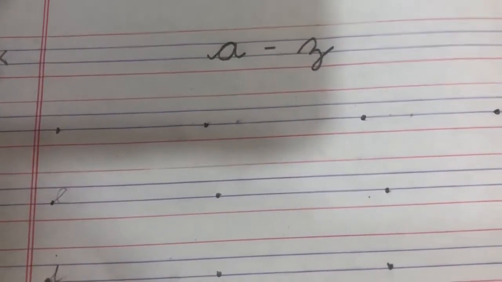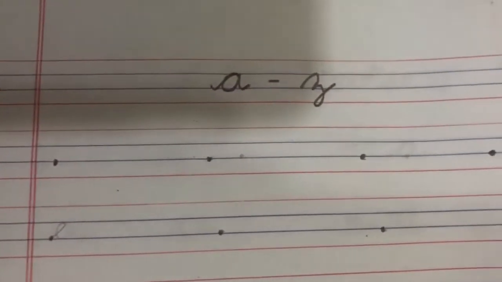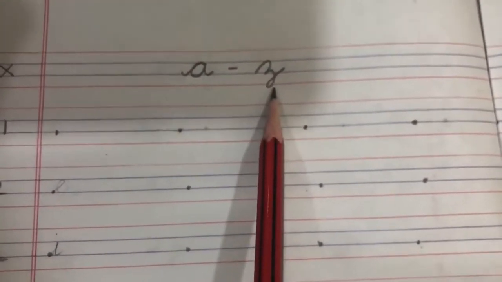Hello children. Now we've already learned so many letters in English. You've finished learning all your A to Z letters. So now let's learn how to write them in proper sequence, beginning from A to Z.